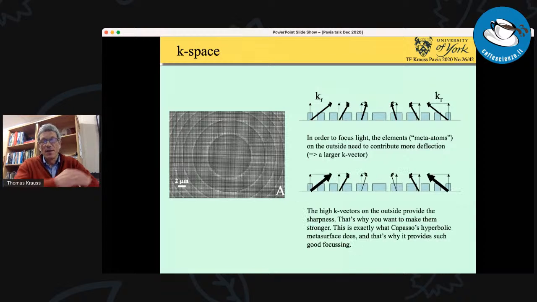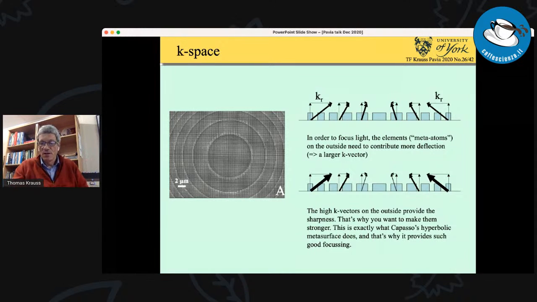So if I take the same picture, now what gives me the sharpness? The sharpness of the picture is actually provided by the outer rays. So if we have a stronger component from the outside, and I'm showing this with these fatter rays, that means we get even better focusing. And that's exactly what the hyperbolic profile does. That's why it performs so well on axis. So you get strong components from the outside, and they really give you very nice, tight focusing.